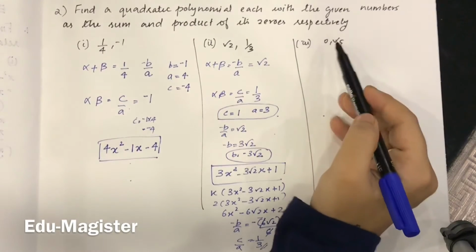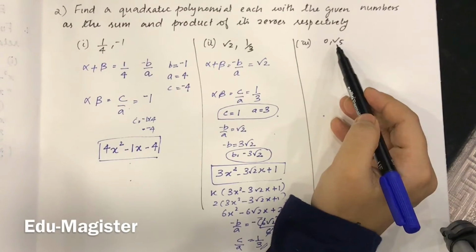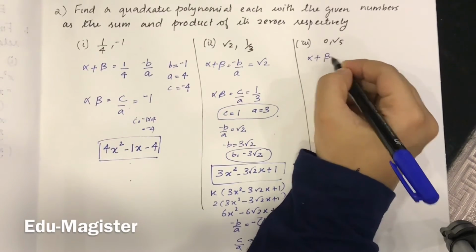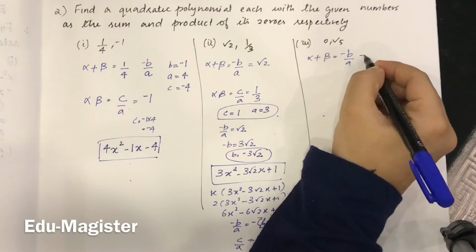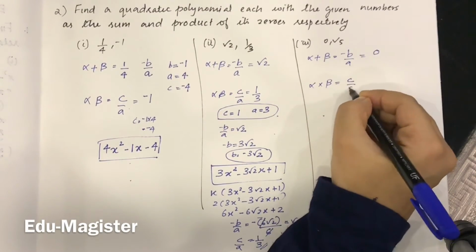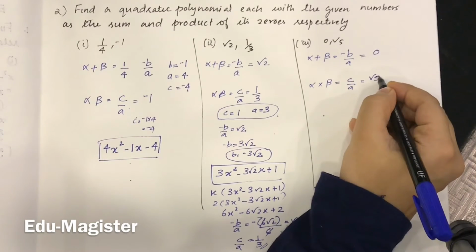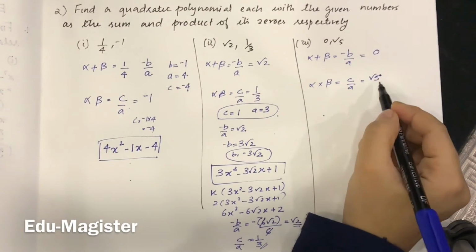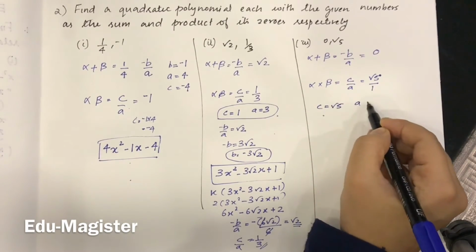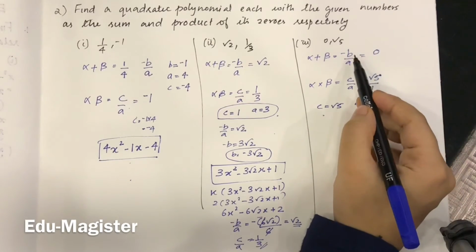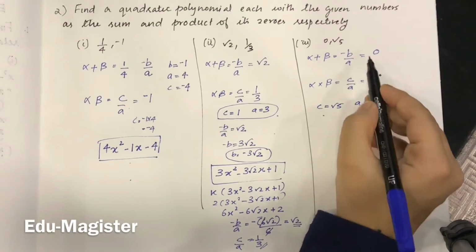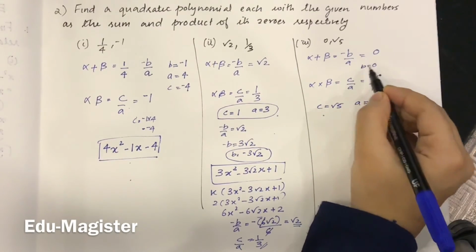Question number 3. 0 is the sum of the zeros and root 5 is the product of the zeros. So alpha plus beta is equal to minus b by a is equal to 0. And alpha into beta is equal to c by a is equal to root 5. Root 5 means root 5 by 1. So c is equal to root 5 and a is equal to 1. And from this, if a is equal to 1 and minus b by a is equal to 0, what is b? 0.